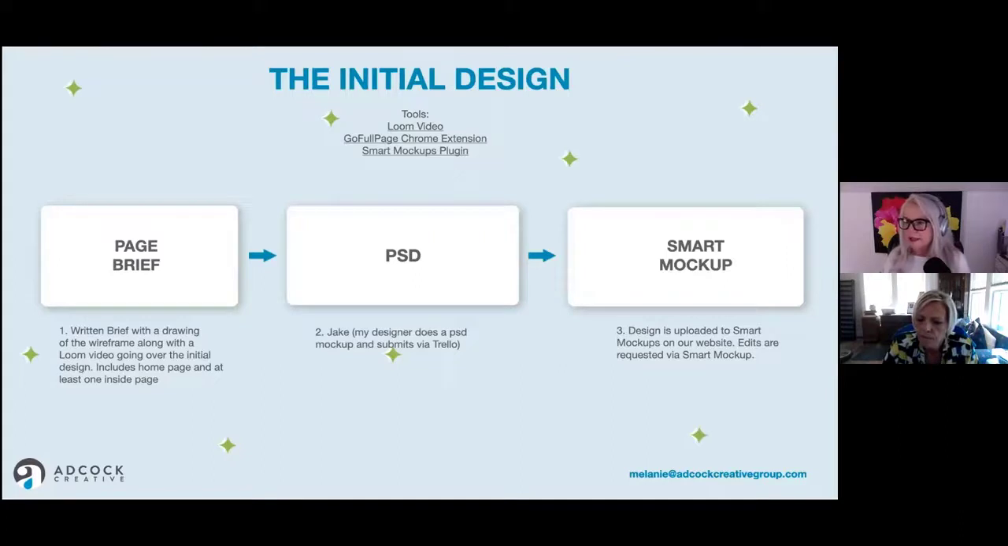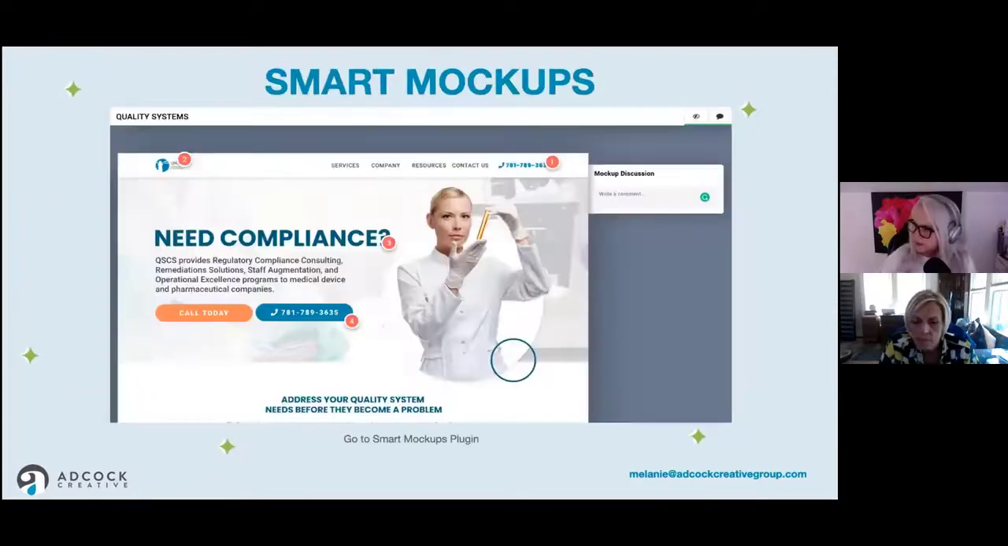I'll take that into Smart Mockup and start making comments on it, because Smart Mockup is made for images, not like a live website, which is why I use that versus WP feedback, because this is made for images. Here's an example of Smart Mockups. You're going to see a very similar layout to that in WP feedback. You have a discussion, you click little sections of the image, and you can write notes on it.